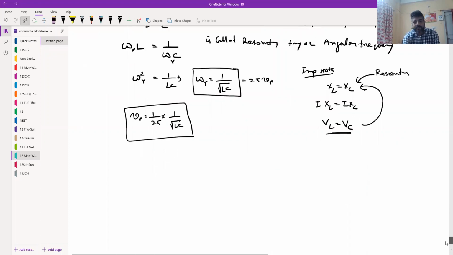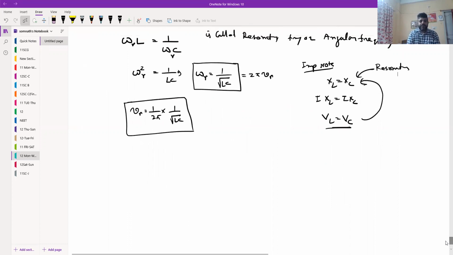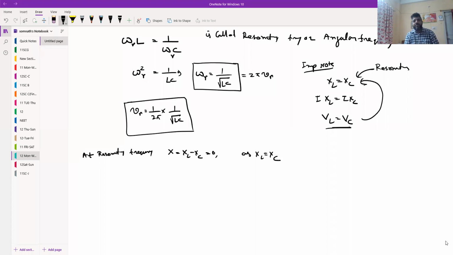So now, at resonating frequency, what about my X? Because XL and XC are equal. So XL minus XC equals 0 as XL equals XC. Yes or no? Yes, sir. So if they are equal and equal to 0, what is my Z? Z is X, that is also 0.